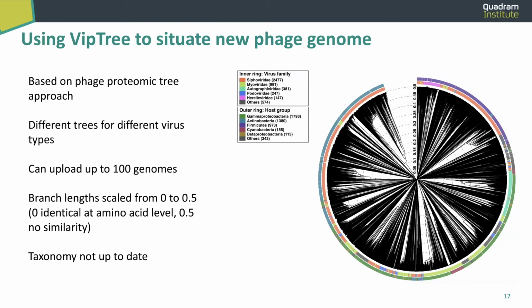Should none of these kind of BLAST searches find anything or give you a good enough result, you can try the phage proteomic tree or the VipTree. This is an online resource where you can upload your genome, up to 100 genomes. And this basically makes a comparison between two sets of genomes pairwise across all of the RefSeq database, in this case for double-stranded DNA prokaryotic viruses. It compares the predicted proteomes using TBLASTX for every combination of two genomes.